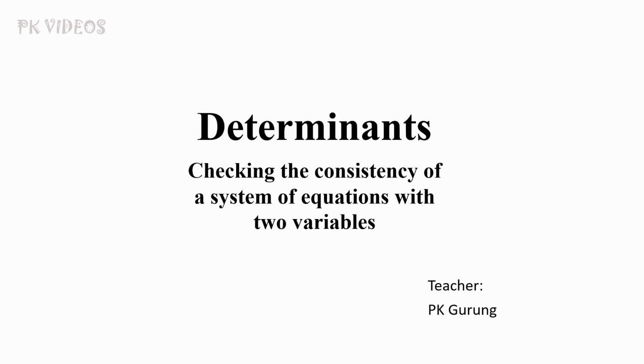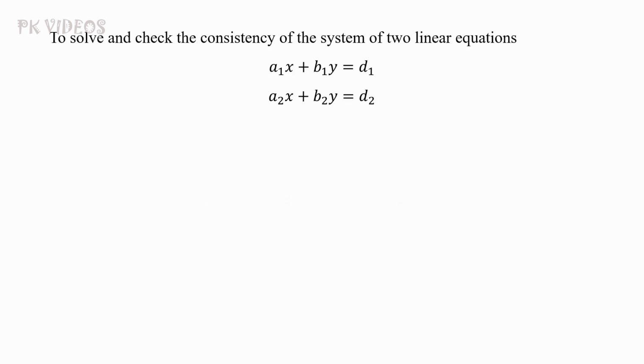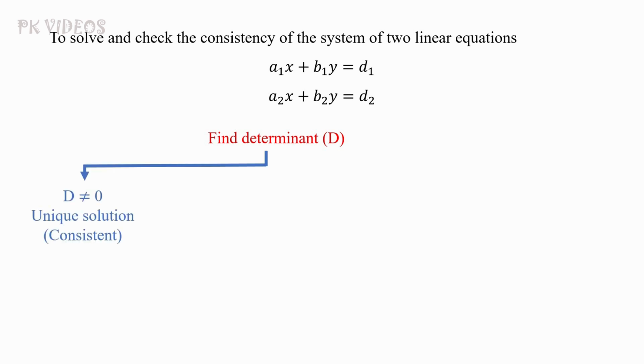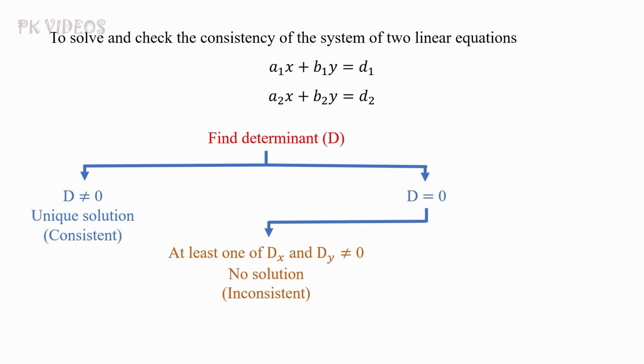Today we will be continuing with determinants and we will be checking the consistency of a system of equations with two variables. To solve and check the consistency of the system of two linear equations, first of all we need to find the determinants. If the determinant is not equal to 0, then it has a unique solution, it is consistent. If the determinant is equal to 0 and at least one of dx and dy is not equal to 0, then we have no solutions, it is inconsistent.